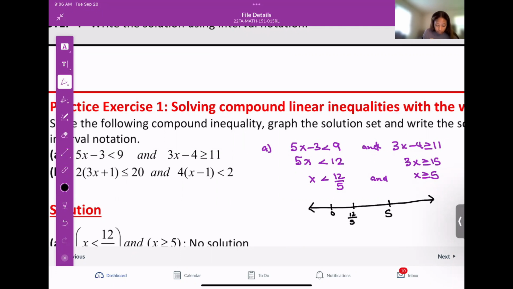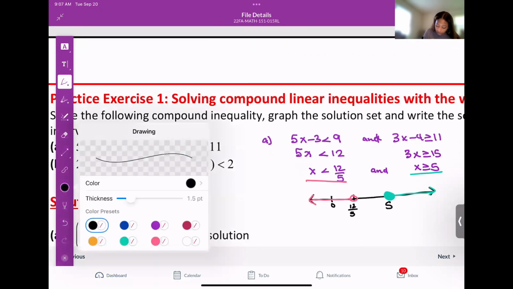All right, let's start with the 12 over 5 one. We want everything less than 12 over 5. Open circle, shade in everything less than. That's this. And then for the other one, we want everything greater than or equal to 5. And then you have to ask yourself, where do these two, the pink line and the green line, overlap? Are there any numbers that are both less than 12/5 and greater than 5? No, no such number exists. So our solution would be no solution.